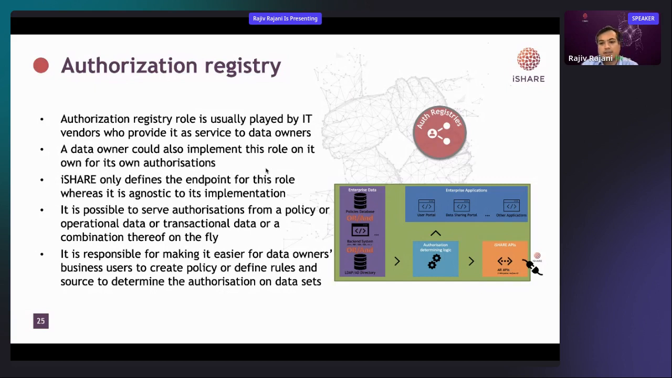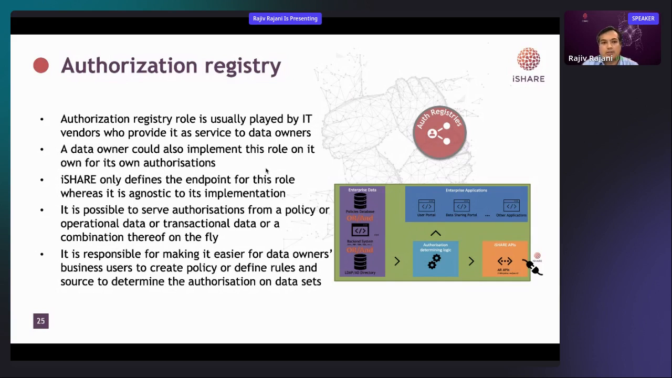However, iSHARE specifies the endpoint through which the service provider can query an authorization registry on whether a particular consumer has access to a particular data set or not. Right? So that interface is standardized. That is to make sure that irrespective of which authorization registry provider is playing the role, it is always compatible with all the participants of the iShare network. Right? It is up to the data owner to choose its own provider of its liking.